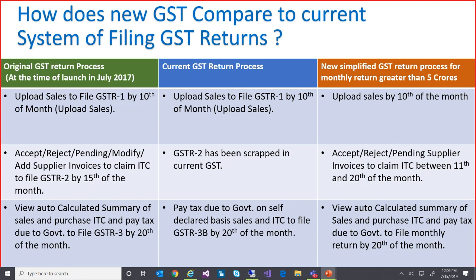So originally, every GSTR-1 has to be filed by the 10th of the month. The current process is the same; you still have to file the GSTR-1 by the 10th. And going forward, you have to upload your invoices by the 10th of the next month. So the difference is, currently, if you are filing a return for a particular month, suppose April, you will upload only invoices till April. But going forward, you will upload invoices till the 10th of May. So that is the difference which will be there.